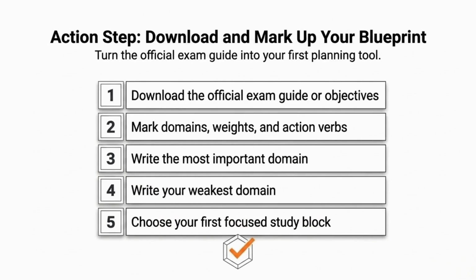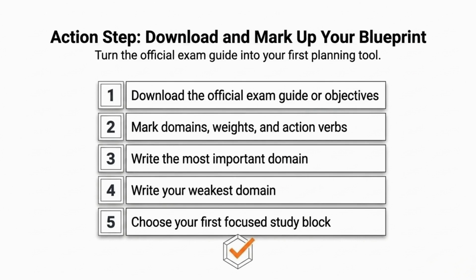Before moving to the next lecture, take one action. Download the official exam guide, exam objectives, or exam blueprint for the certification you are preparing for. If you already have it, open it again with a planning mindset. Mark the major domains. Highlight domain weights if they are provided. Circle action verbs like design, configure, troubleshoot, monitor, identify, compare, recommend, or implement.